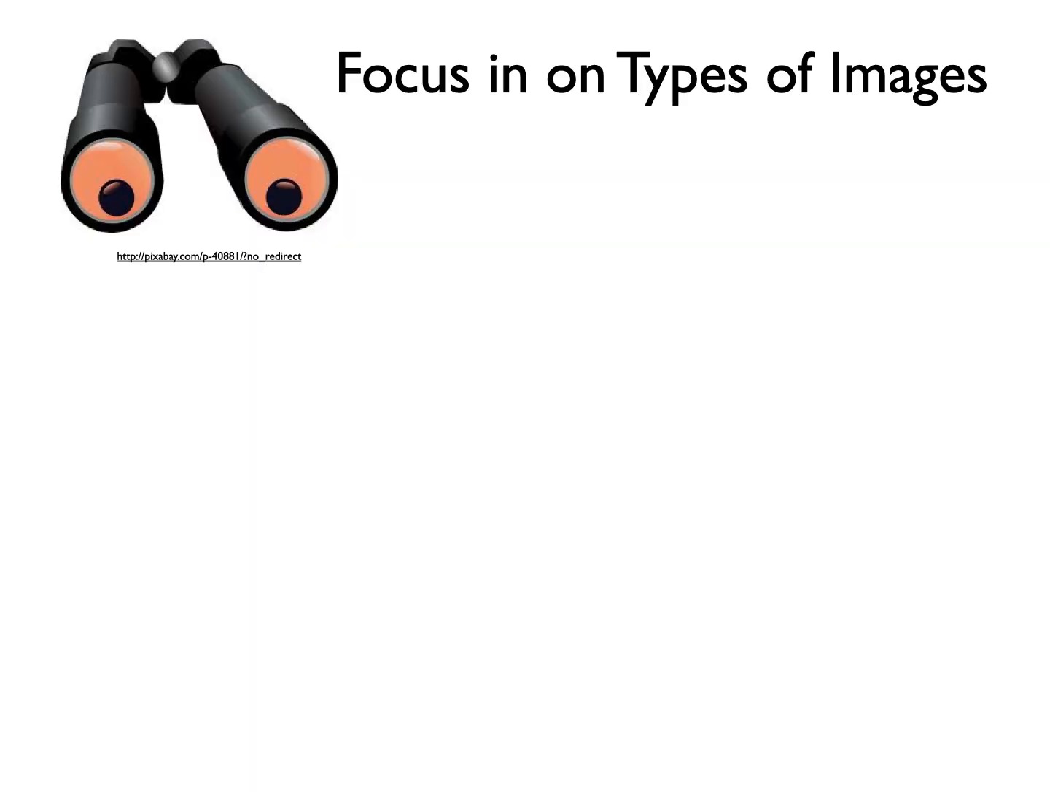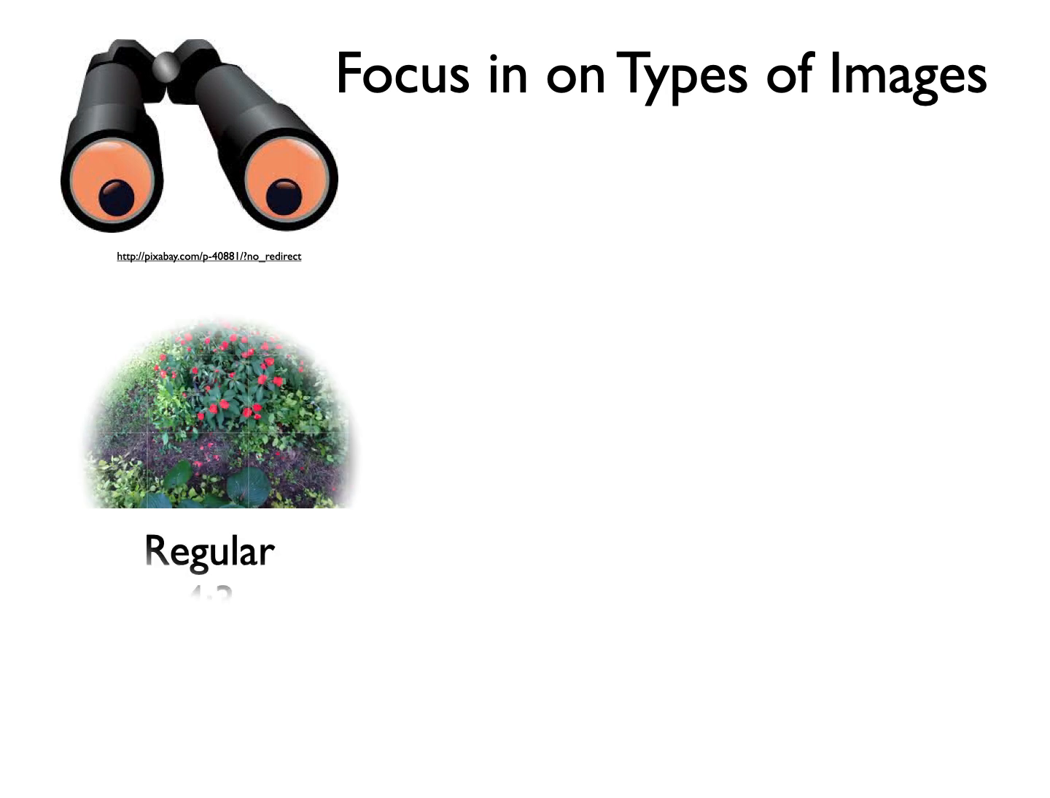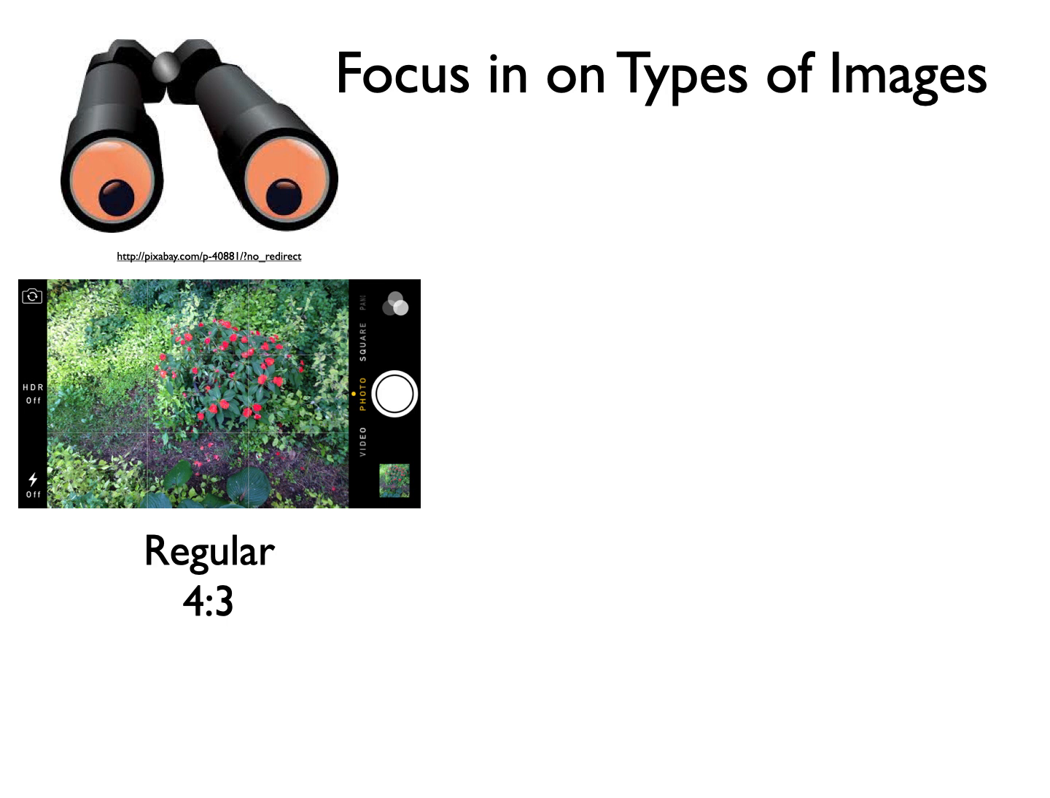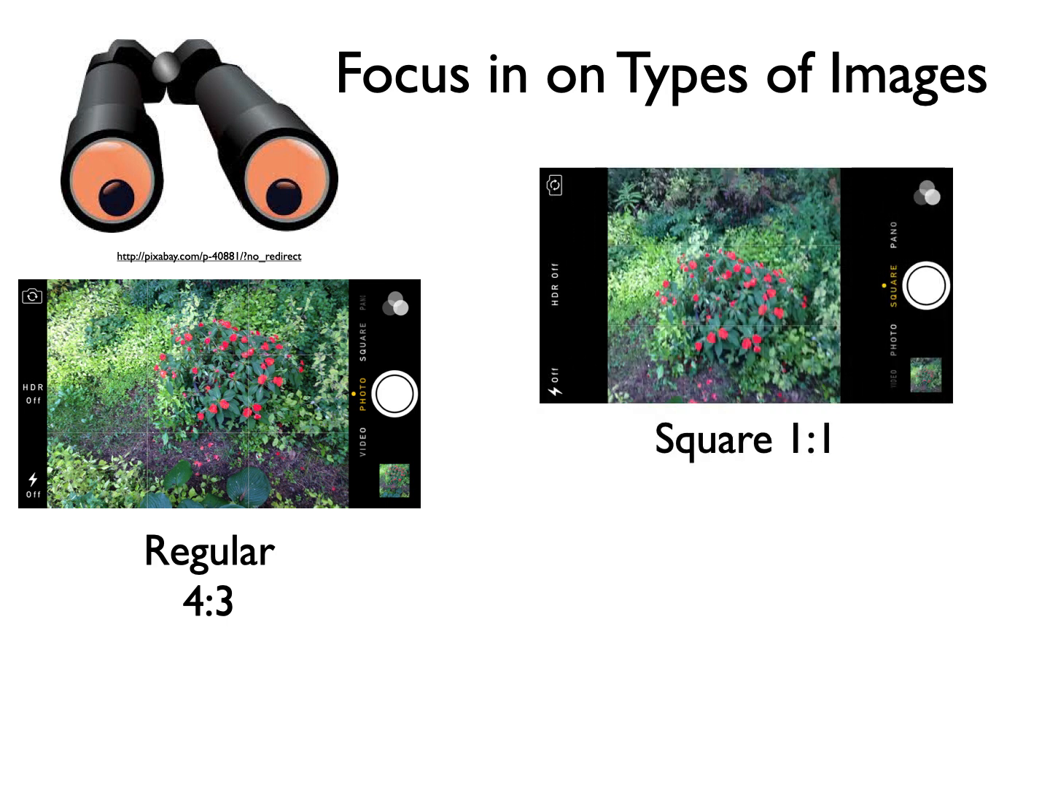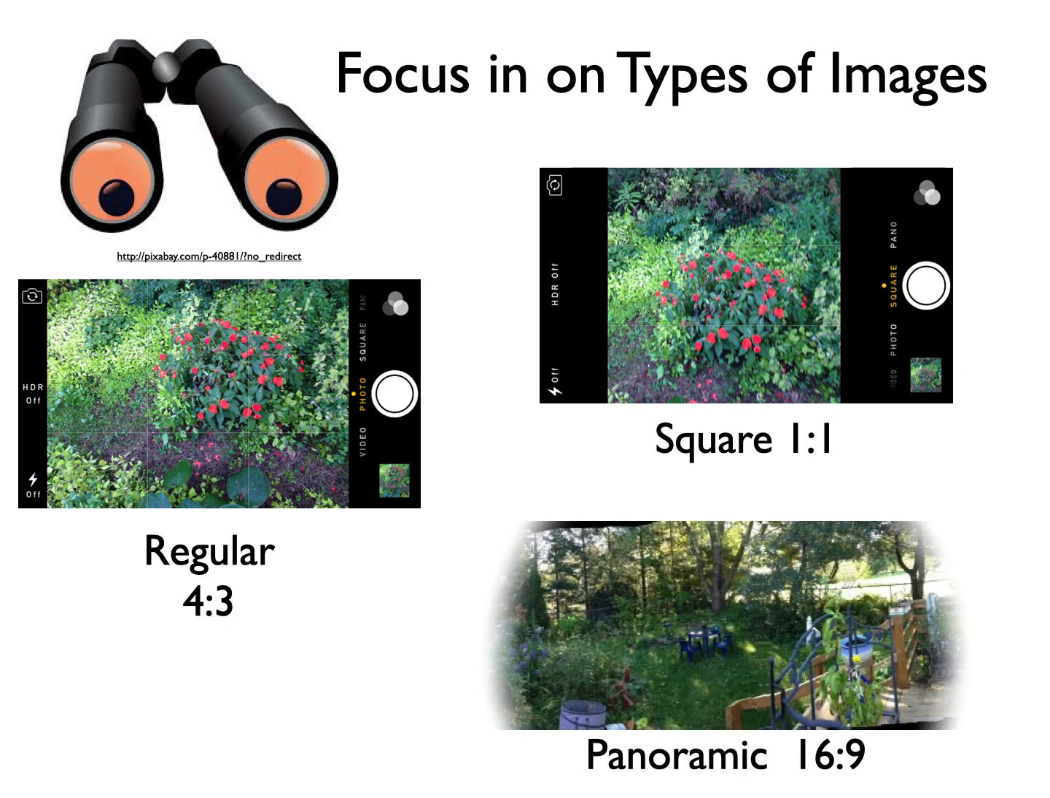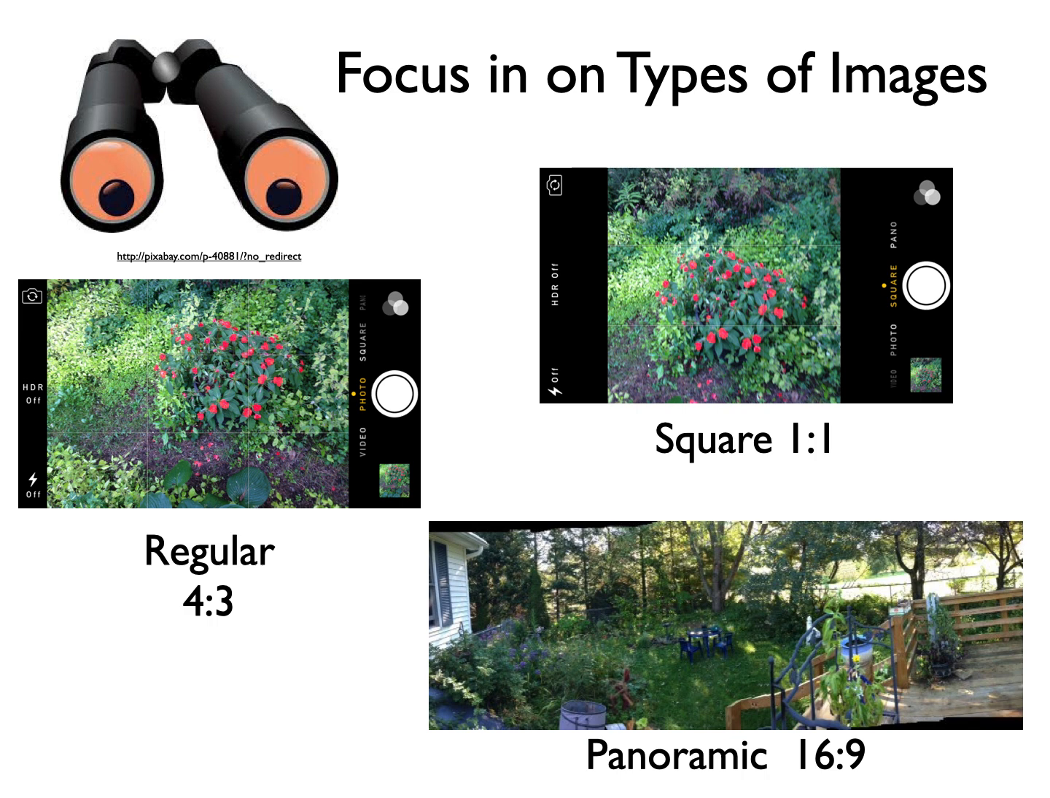Now, let's look at the type of images you can take. There are a couple. First is the regular, the 4:3 ratio. The square, 1:1, and again, that is like the kinds of pictures you want to put in social media. And then, of course, we have the panoramic, which is 16:9.